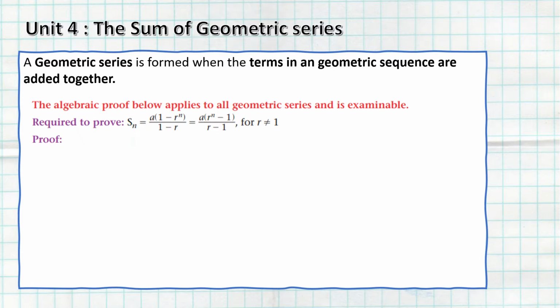Okay, so I'm just going to show you how to prove this sum. Don't forget, we said a geometric series is formed when we are adding terms of a geometric sequence. So our first equation will simply be adding the terms of a geometric sequence.